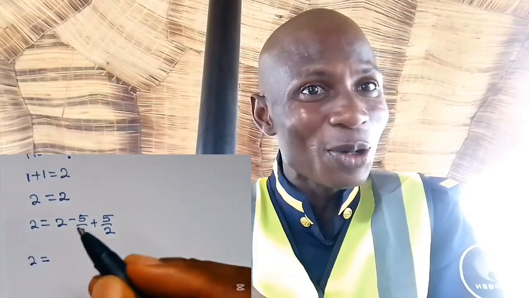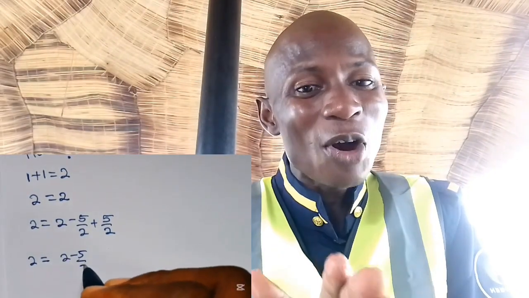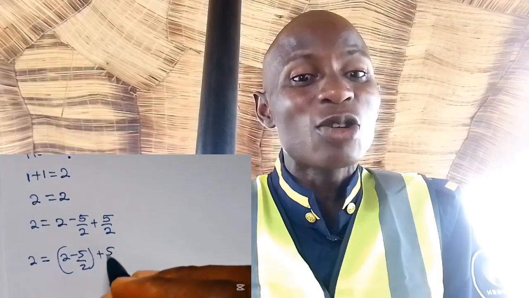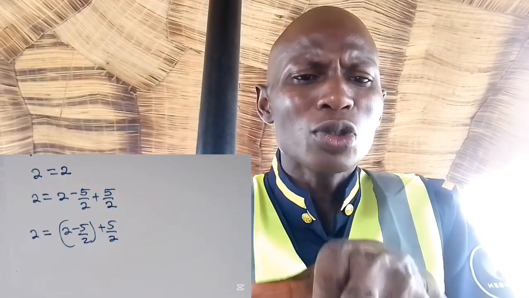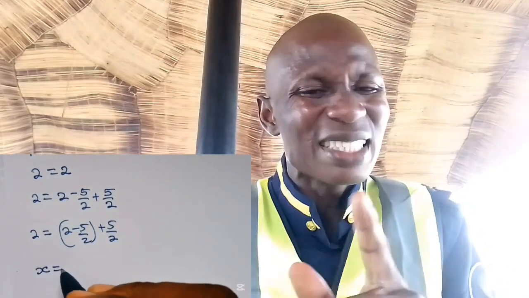So we have 2 plus 5 over 2 on one side, and to balance the equation, we add 5 over 2 to the other side. Note that when you add the same value, you must add the same thing to the other side.